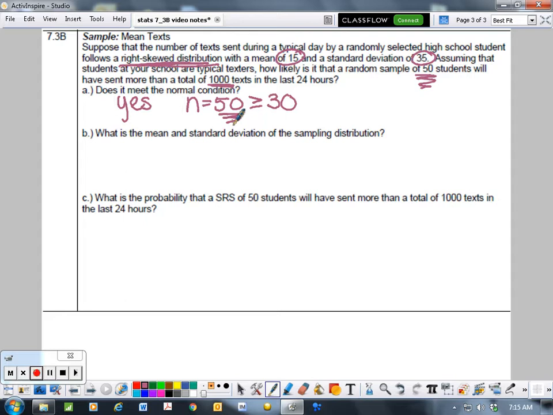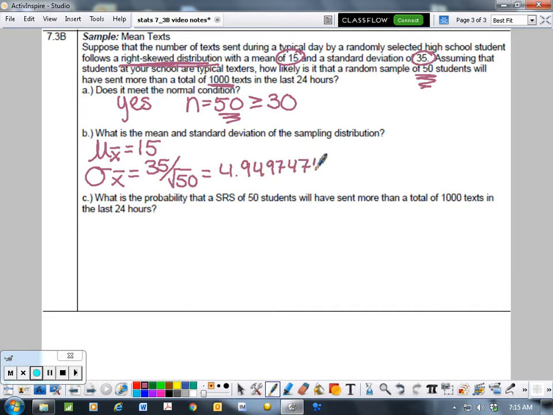So now what is the mean of the sampling distribution? The mean of our sampling distribution should be the same as the mean of the population distribution, which is 15. Now the standard deviation of the sampling distribution should be 35 divided by the square root of my sample size, which is 4.949747468. Again, using as many decimal places as possible to minimize that error.